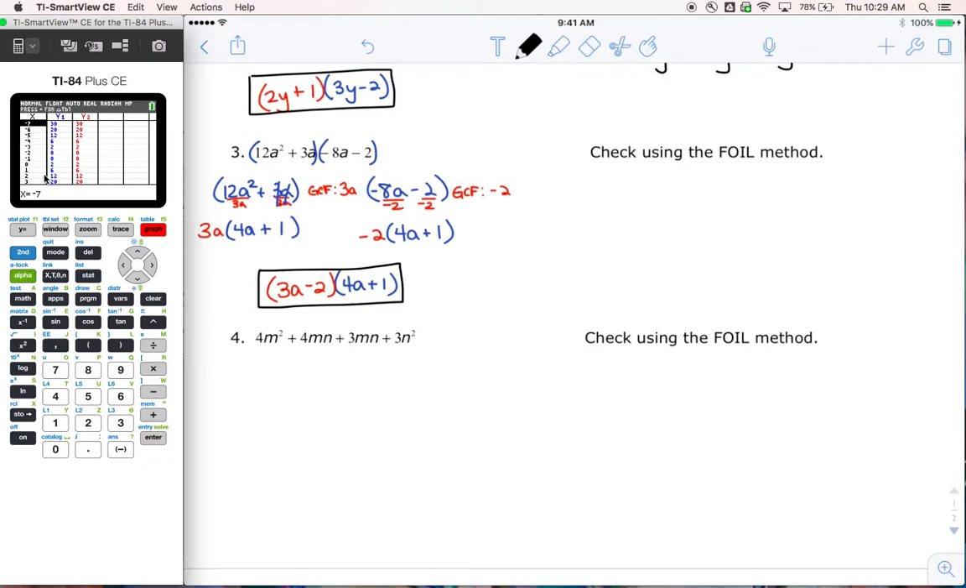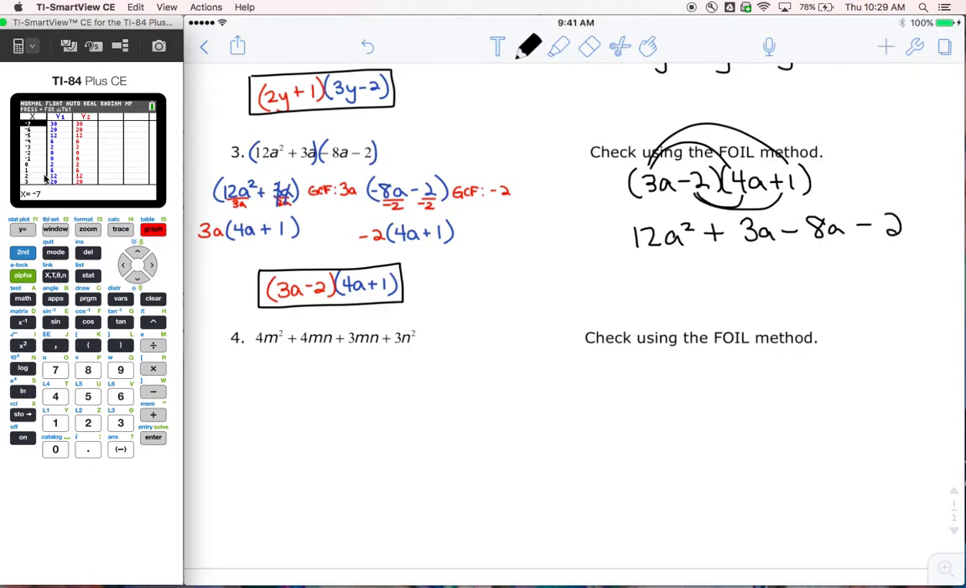All right, we're going to check using the FOIL method one more time. Let's write out our answer that we just got, 3a minus 2 times 4a plus 1. 3a times 4a is 12a squared. 3a times 1 is positive 3a. Now we start with the negative 2. Negative 2 times 4a is negative 8a. And finally, negative 2 times 1 is negative 2. Do these 4 terms match these 4 terms? Let's check. 12a squared, positive 3a, negative 8a, negative 2. Yep, we're good. So that means we did it correctly and we can move on.